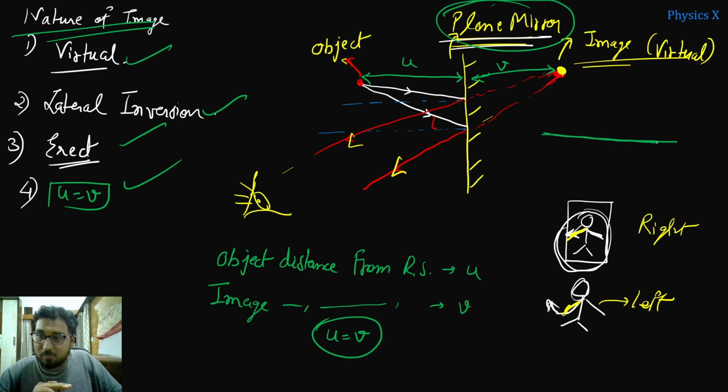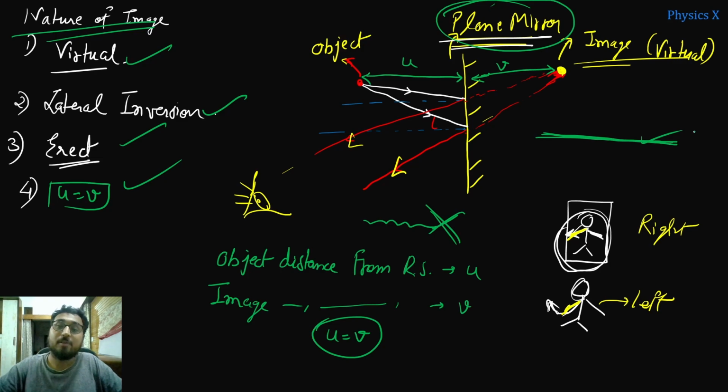That means it must be plane throughout. The surface should not be like this. It should be like this only. This is your plane mirror. So this is what and how an image is formed on a plane mirror.